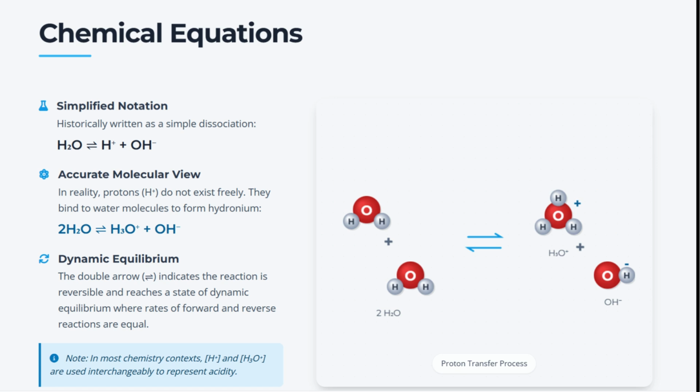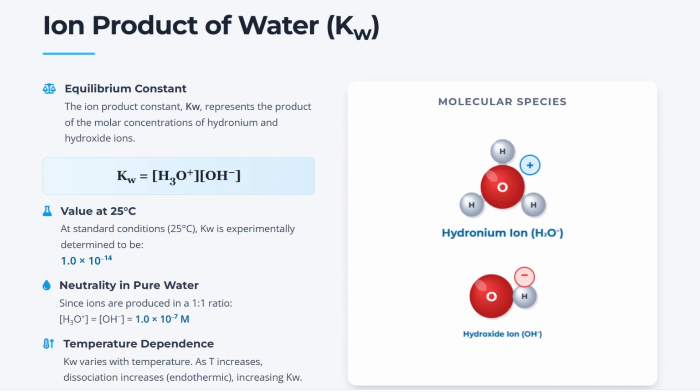So what is the result of this constant proton transfer? Let's explore the ion product of water, K_W. This is defined as the equilibrium constant. The ion product constant, K_W, represents the product of the molar concentrations of hydronium and hydroxide ions. That's written as K_W equals the concentration of hydronium times the concentration of OH.